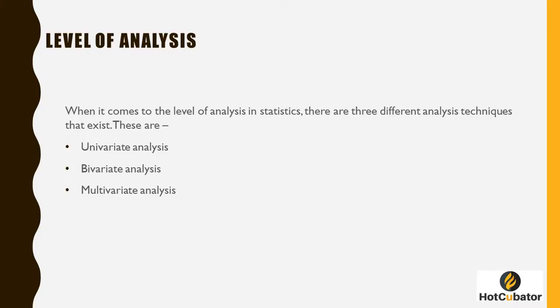Okay, so in quantitative data analysis, one of the most important factors is to understand the level of your analysis. This is determined by the number of variables that you have in your research. Depending on that, the level of analysis is divided into three different analysis techniques: univariate analysis, bivariate analysis, and multivariate analysis. Let's go through each of these one by one with examples.